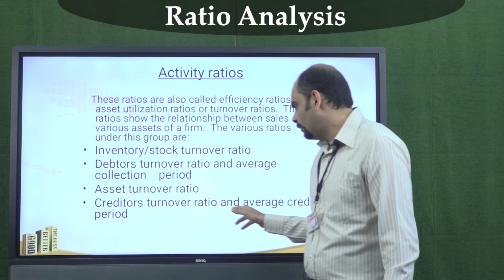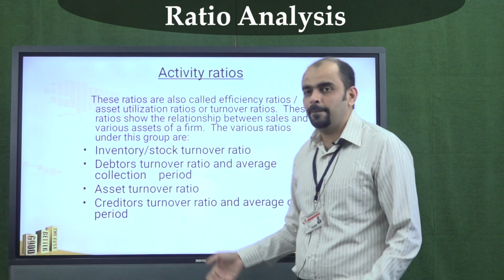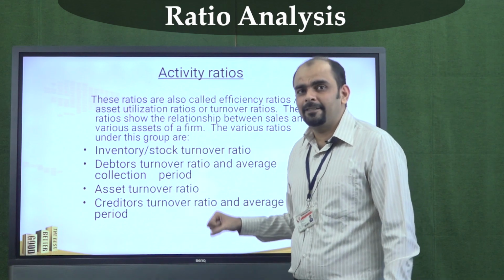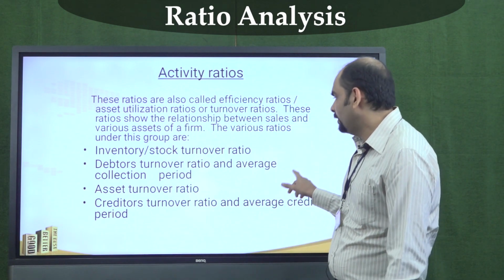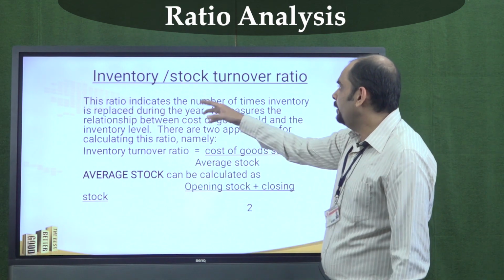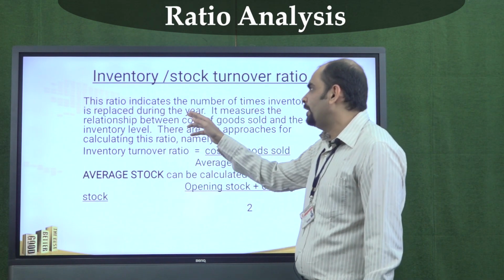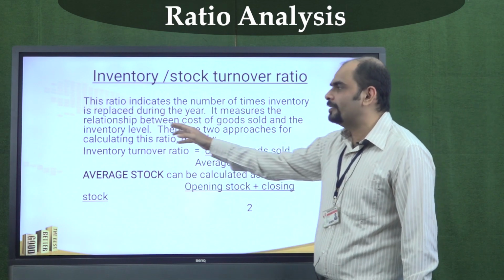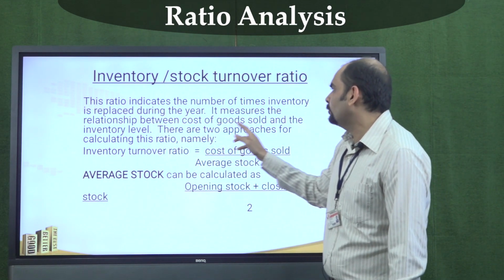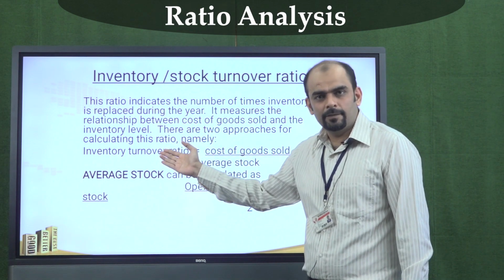And the creditors turnover ratio, or you can say average credit period, is in how many days you are paying the creditors. That is the creditors ratio, or you can say average credit period. Inventory or stock turnover ratio: this ratio indicates the number of times inventory is replaced during the year. It measures the relationship between cost of goods sold and the inventory level.